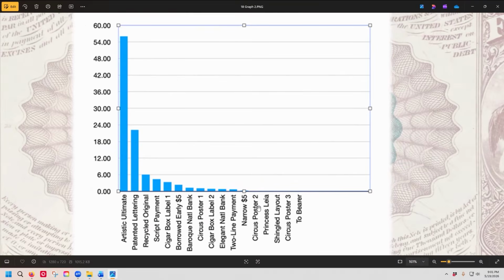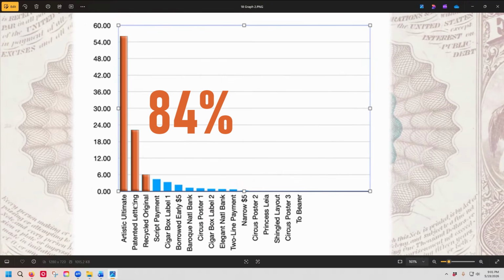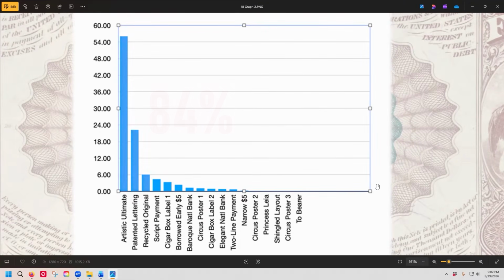Now, if you look at the artistic ultimate and the patent lettering and the recycled original, I think that's 84% of the brownbacks. Wow. So this is what you find when you go out searching. It's hard to find the rest of them. And you can see as these drop off to pretty much zero at the end, these are all like one bank, one note. They're very rare.